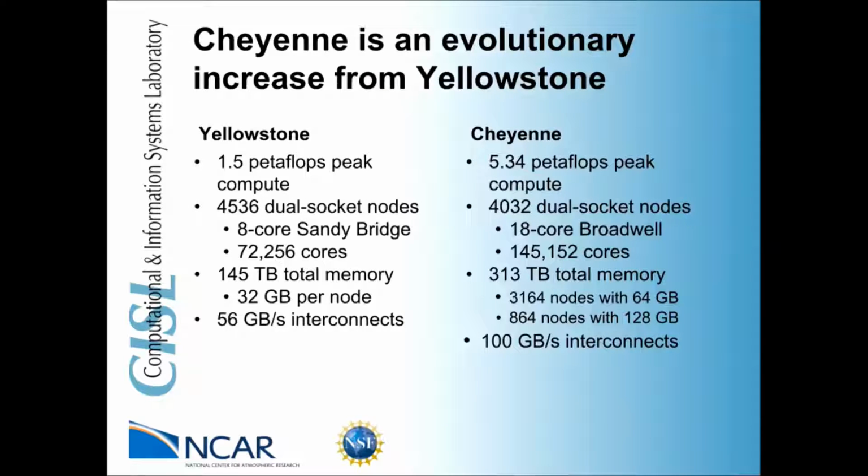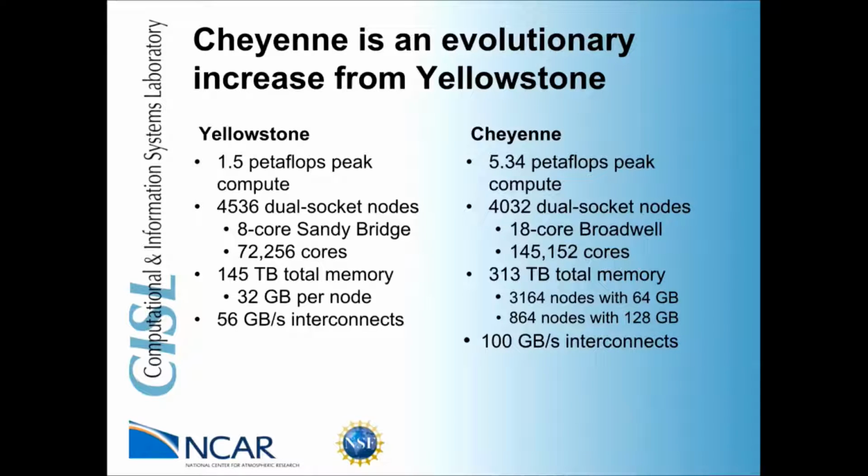So Cheyenne is an evolutionary increase from Yellowstone, meaning that both systems have a lot of commonalities. It's just that Cheyenne is a more powerful and slightly more advanced version of Yellowstone. And that should make the transition pretty easy when you're moving codes and moving your workflows. So Yellowstone was, or is, a 1.5 petaflops machine. Cheyenne is 5.34, so you can do the math. It's a pretty good increase in compute power.